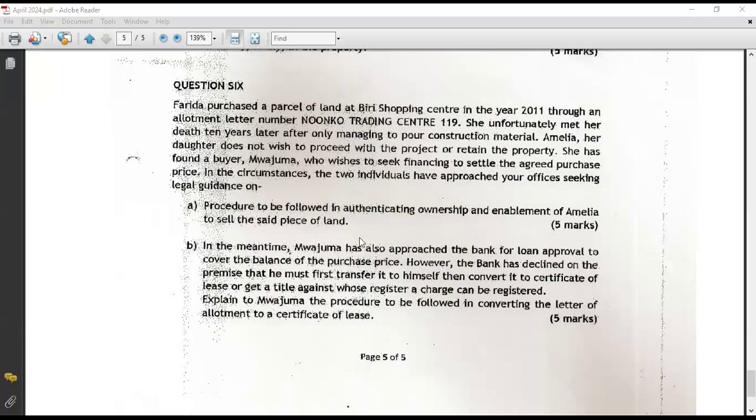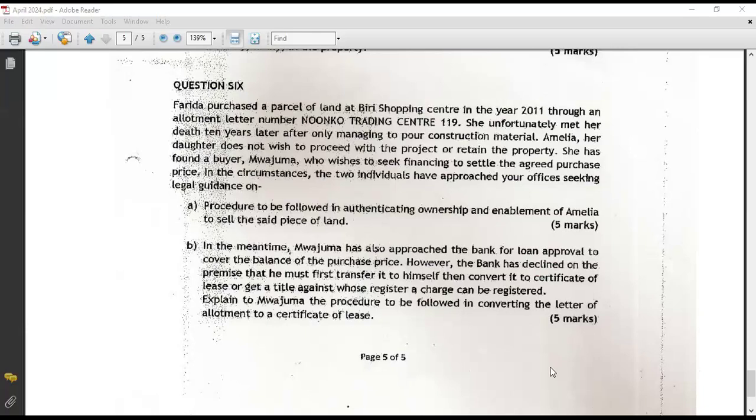My answer is also similar to hers, because the first part has to do with the conversion of the allotment letter to a title. Because she needs to pass a good title. She has explained the process better than I would have, but the first part has to do with the conversion of the allotment letter to a title. Then the second process has to do with, for her to be able to sell the piece of land, the title has to be registered, of course, and whoever is trying to buy the land has to conduct a search to confirm ownership.